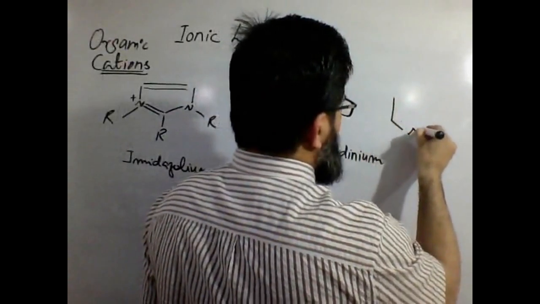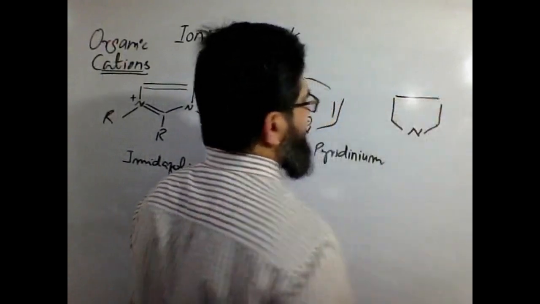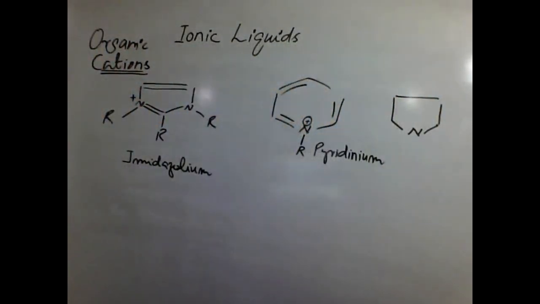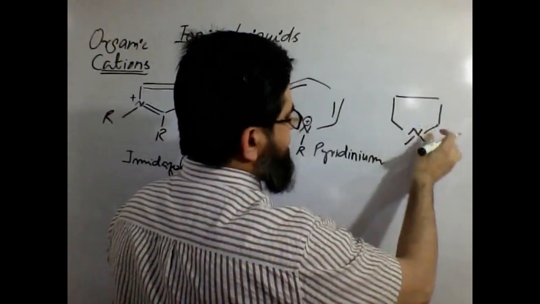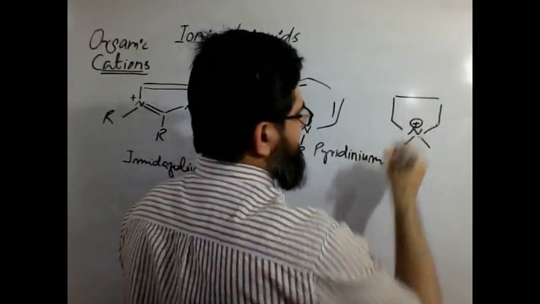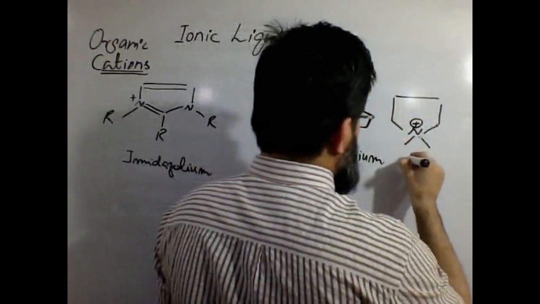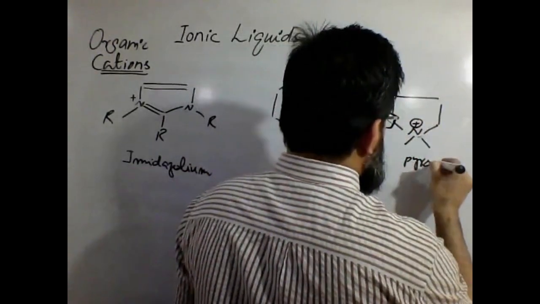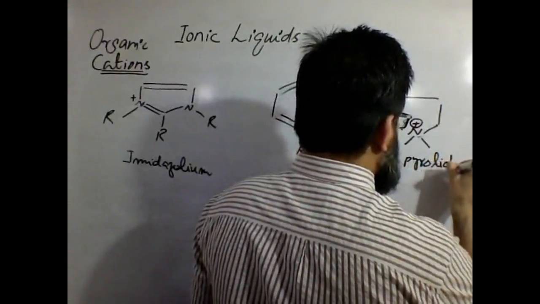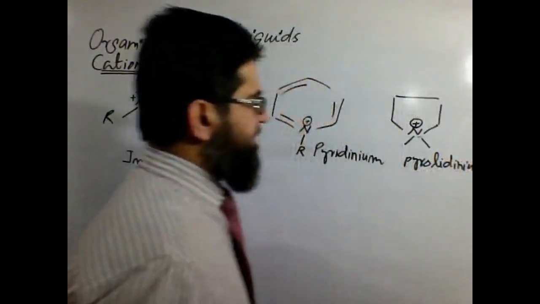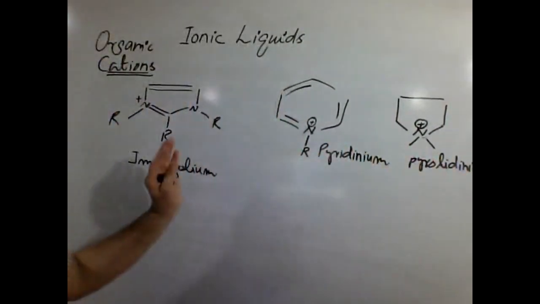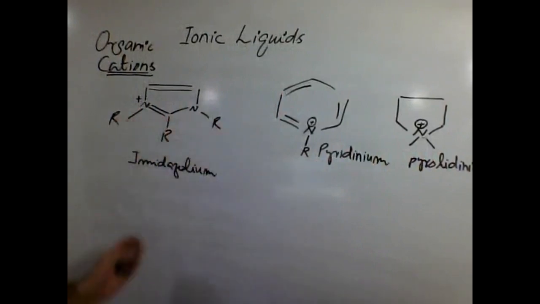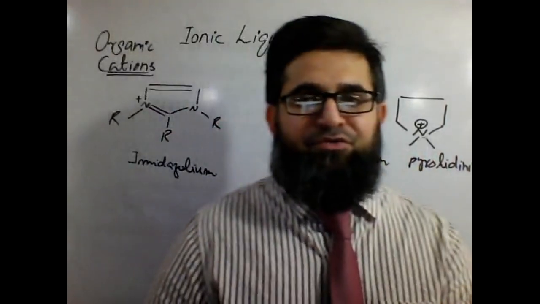Similarly, you would have known about a 5-membered ring carrying 1 nitrogen. This is called pyrrolidine. Generally, it carries 1 substituent. If it carries 2 substituents, subsequently the nitrogen will have a positive charge, so it will be called pyrrolidinium. Okay, so these are the few examples I'm trying to give you, few examples of the organic cations which could be used for the preparation of ionic liquids.